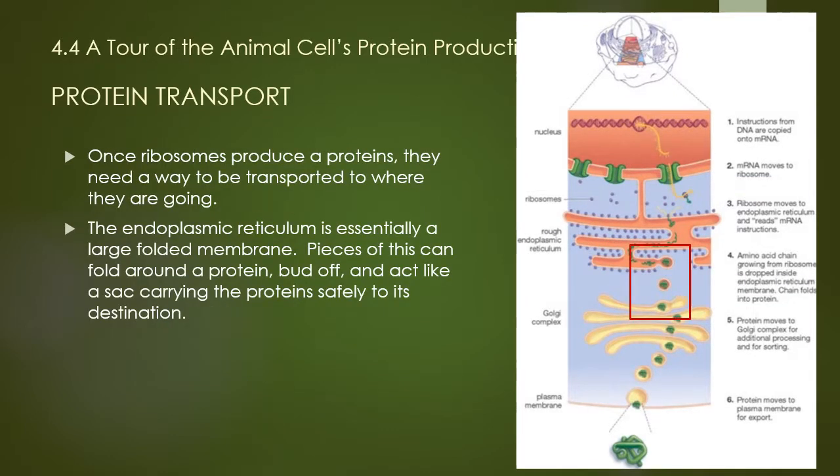Once ribosomes produce a protein, they need a way to be transported to where they are going. And the rough endoplasmic reticulum, or the RER, is basically just a large folded membrane, and pieces of this membrane can fold around a protein that's made. They can bud off, sort of make like a bubble or a sac around the protein, and then these sacs can carry the protein safely to wherever the next destination is that they need to go.